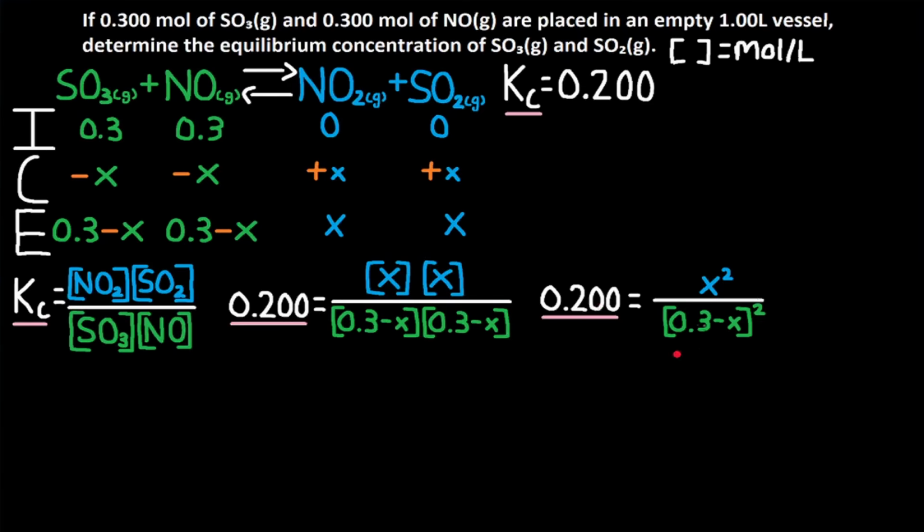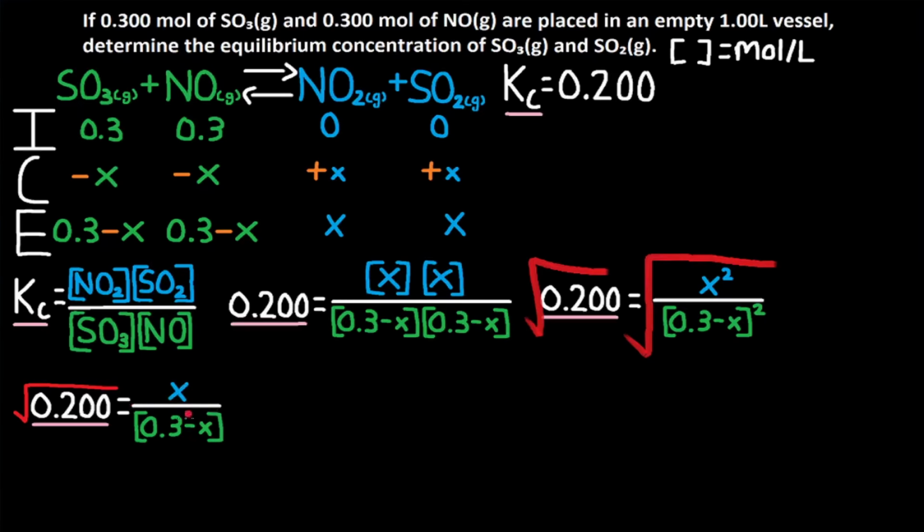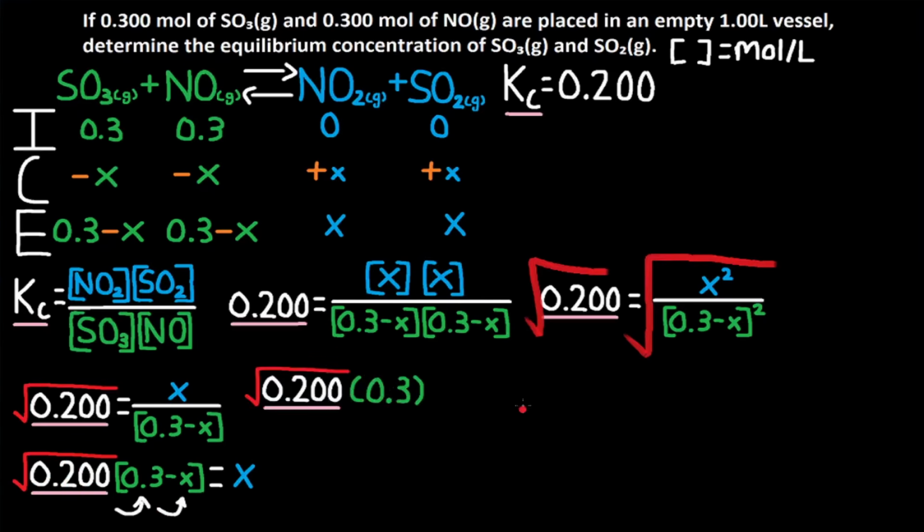You should notice that we can square root both sides, so we can take the square root of this side, and that means we take the square root of the other side. When we take the square root of both sides, we are left with the square root of 0.200 is equal to x divided by 0.3 minus x. The square root got rid of the exponents. Now to isolate x, we want to move 0.3 minus x up, so we move it diagonally up. And when we do that, that means square root of 0.200 will multiply by 0.3 minus x, and this is equal to x. The square root of 0.200 will FOIL into 0.3 minus x, and when we do that, we get the square root of 0.200 multiplied by 0.3 minus square root of 0.200 x is equal to x.